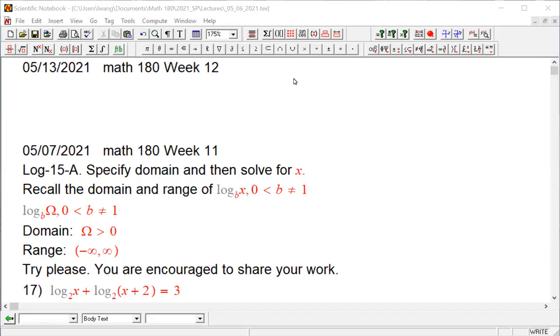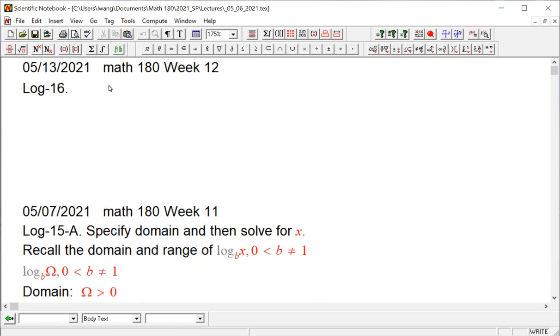Last time we finished log 15a, and today we're going to continue on log 16. Log 16 is about transformation of logarithm functions. So just like any other functions, we will be looking at vertical shifting, horizontal shifting, vertical stretching, and horizontal stretching or shrinking. So let's take a look at these exercises.